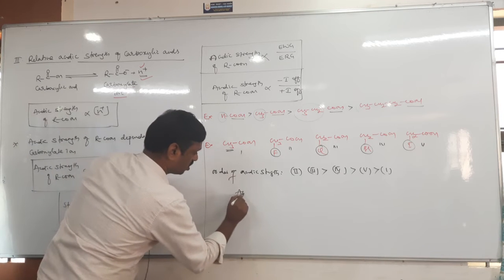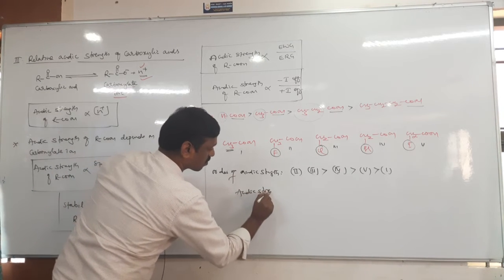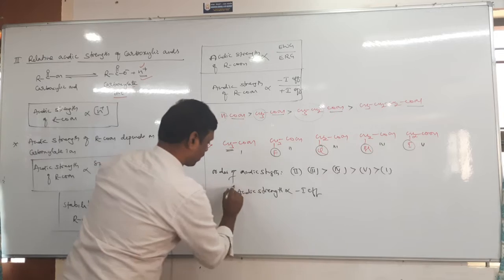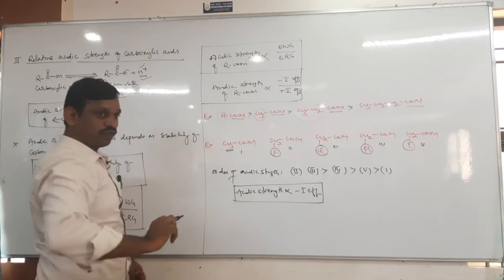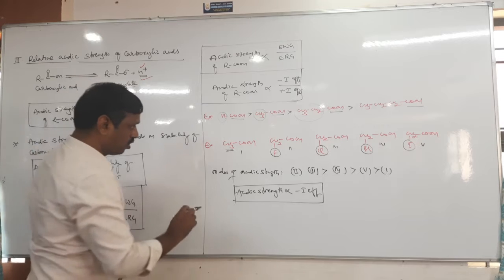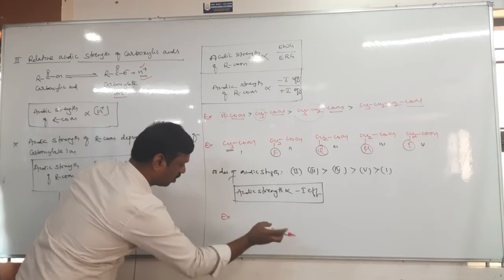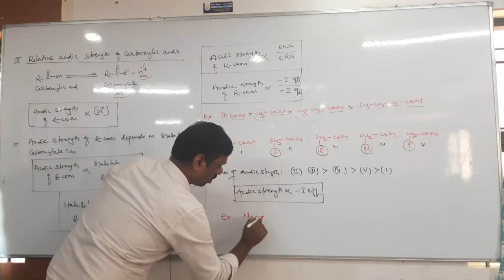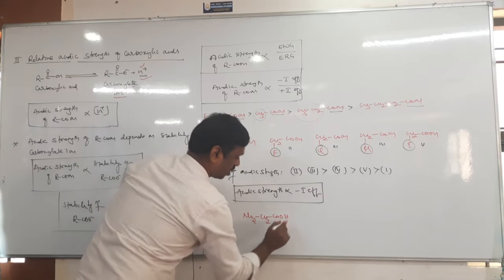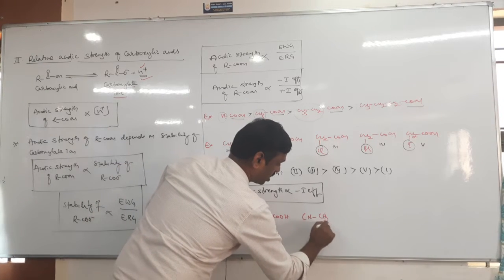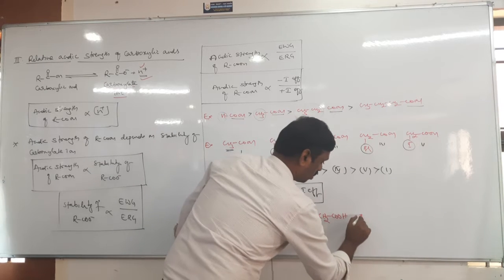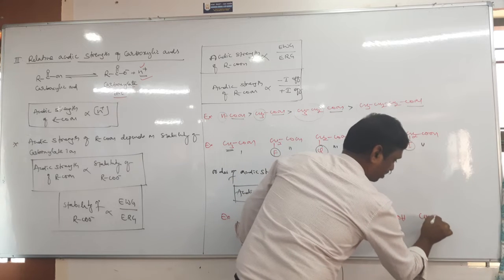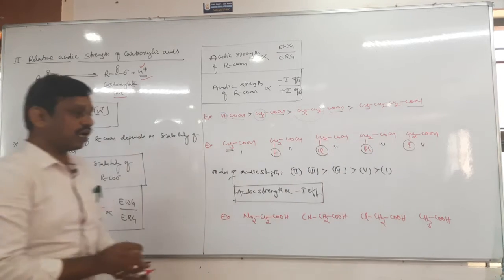Okay. So next, acidic strength is directly proportional to minus I effect. In the last class we have studied what the minus I groups are and their strength also. One more example. Let us take nitroacetic acid, cyanoacetic acid, chloroacetic acid, acetic acid. Tell me, what is the order of acidic strength?